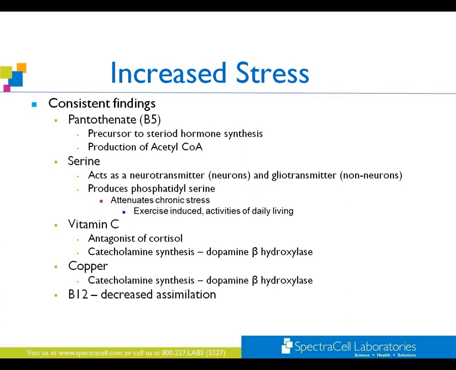Then you'll see vitamin C pop up in these patterns sometimes as well. Just know that it's antagonistic of cortisol. What it's trying to do there is protect the insulin receptors against the downregulation effects of cortisol, so it attenuates that action. Both vitamin C and copper are involved in the dopamine beta hydroxylase enzyme, which is needed for catecholamine synthesis.